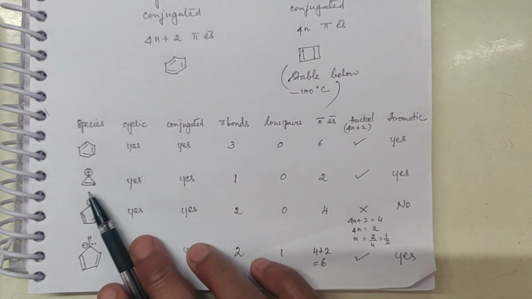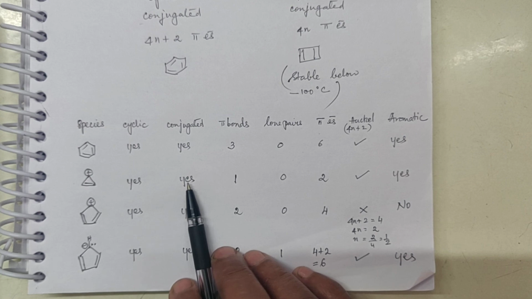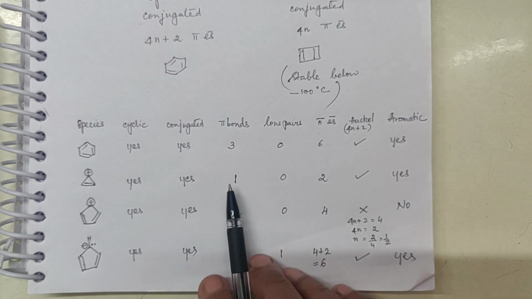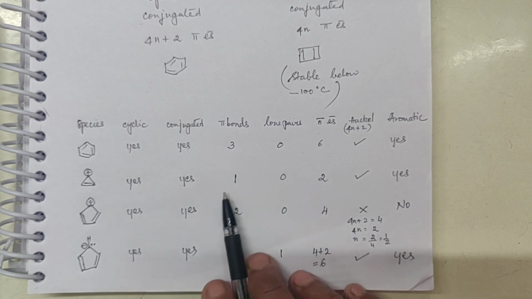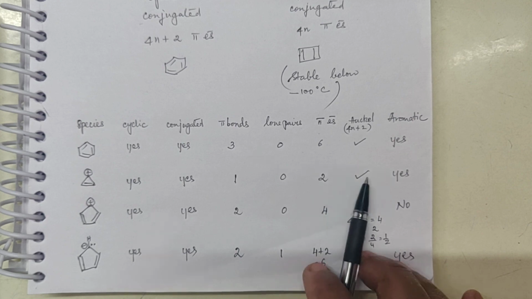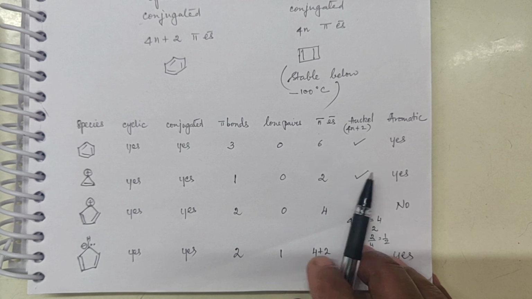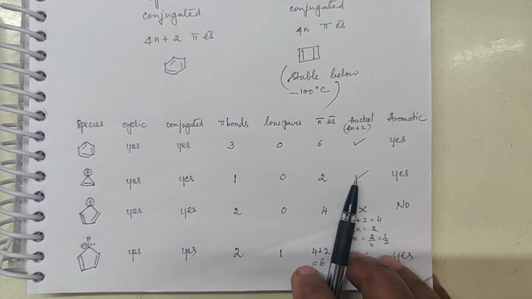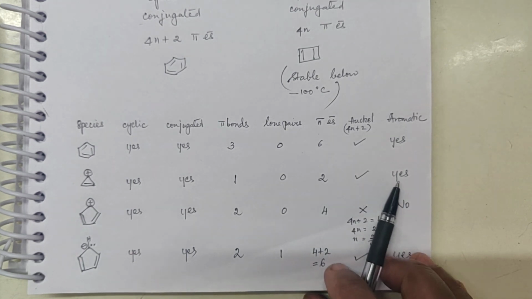Then again here in this, it is cyclic, it is conjugated. Conjugated means alternating double and single bonds, right? The number of pi bonds is only 1, no lone pair. So 1 pi bond means 2 electrons. Is it following Huckel's rule? Yes. 4n plus 2 is equal to 2. So accordingly you can calculate. And aromatic, is it? Yes.